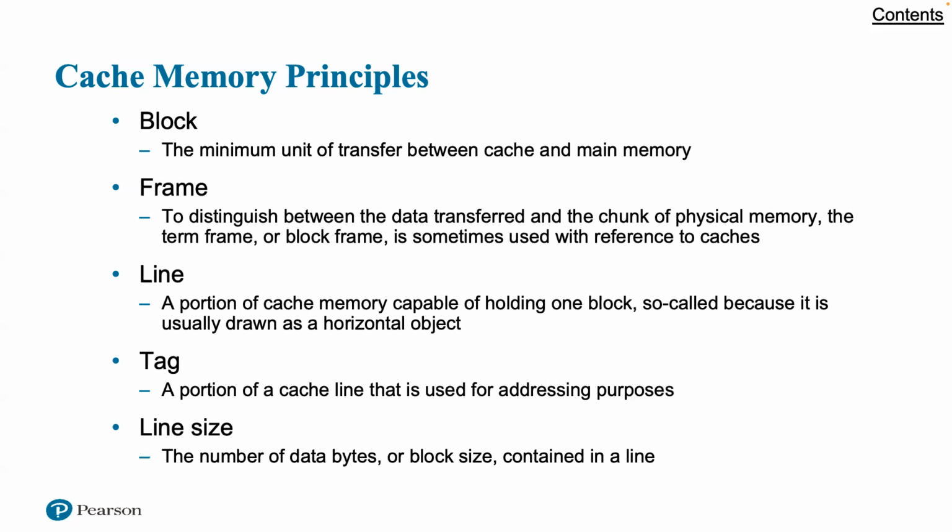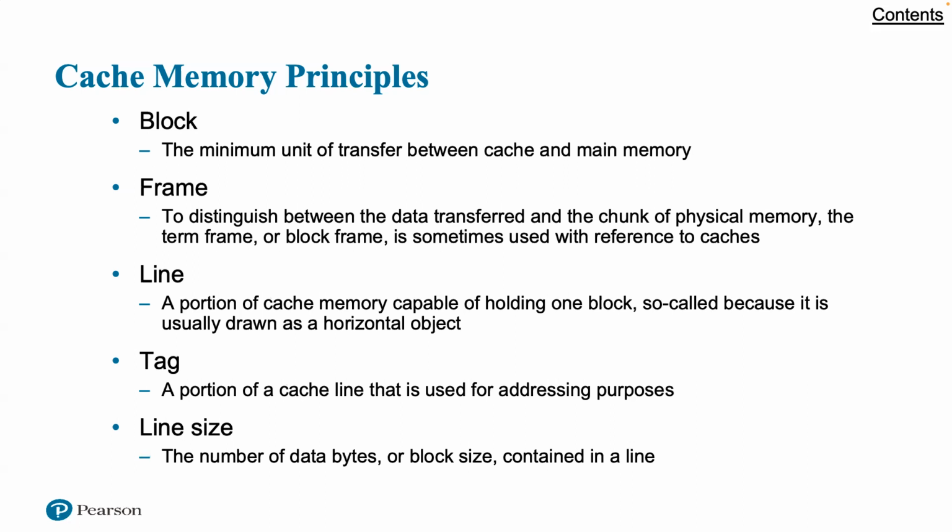Memory consists of up to 2^n addressable words, with each word having a unique n-bit address. For mapping purposes, the memory is considered to consist of a number of fixed-length blocks of K words each. That is, there are M = 2^n / K blocks in main memory. The cache consists of m lines. Each line contains K words plus a tag. Each line also includes control bits, shown as a bit to indicate whether the line has been modified since being loaded into the cache. The length of the line, not including the tag and control bits, is called the line size.